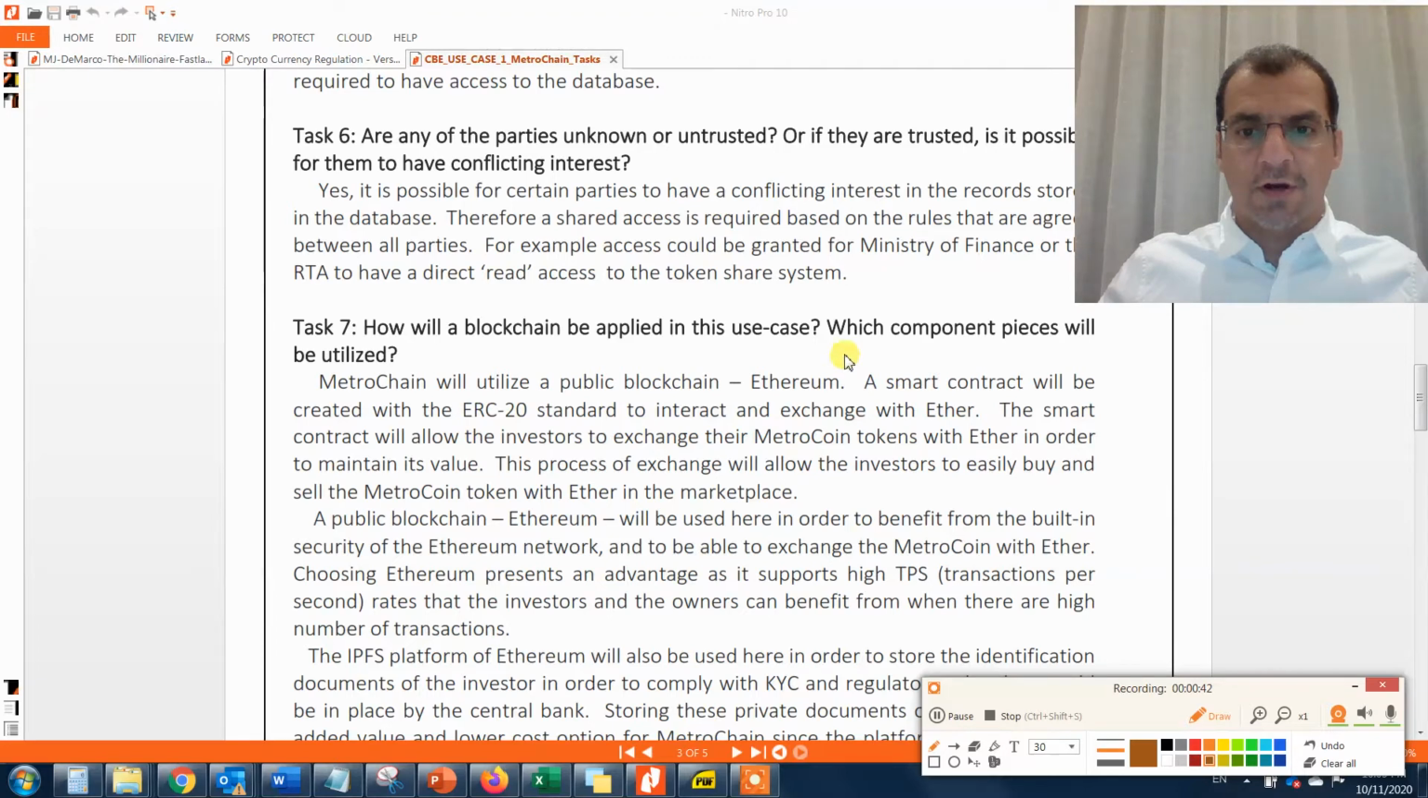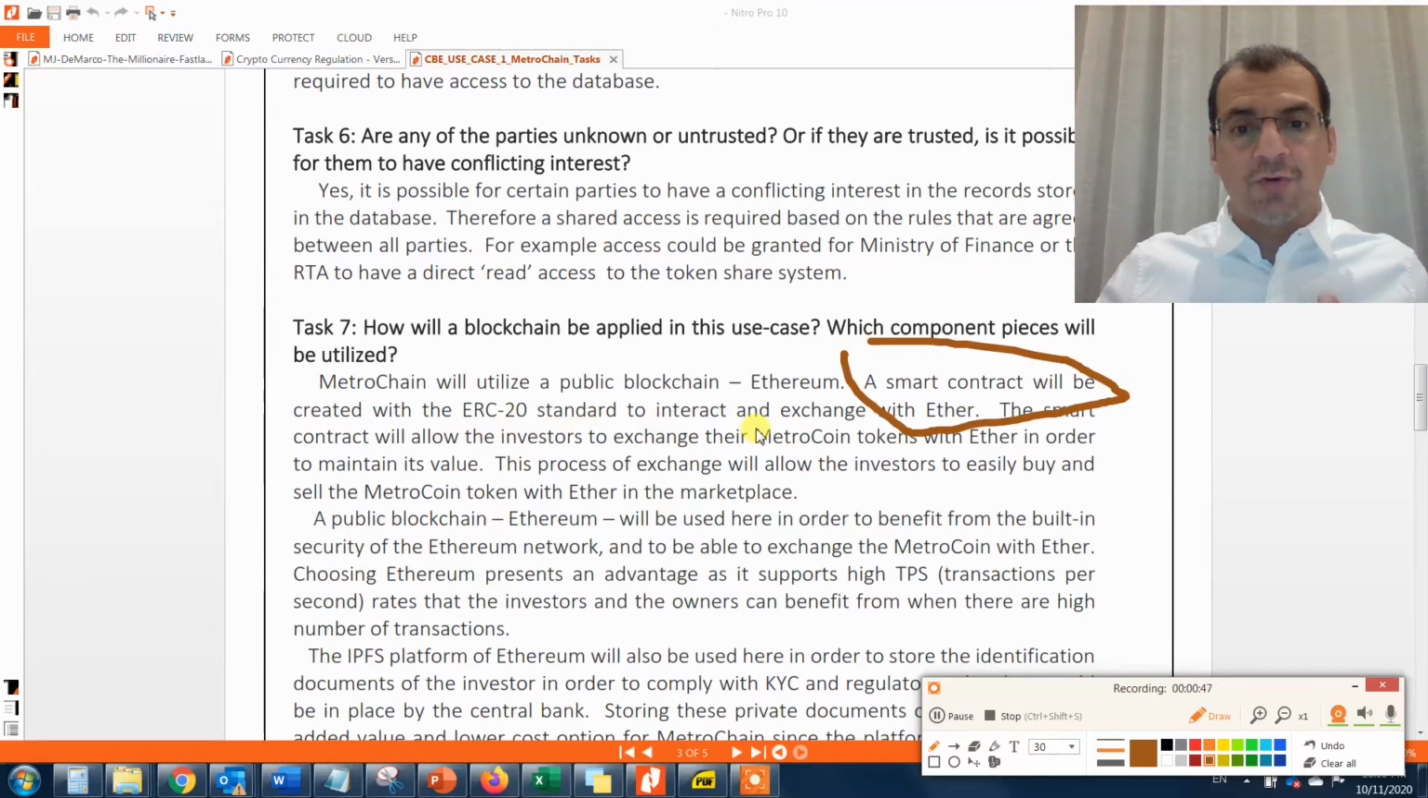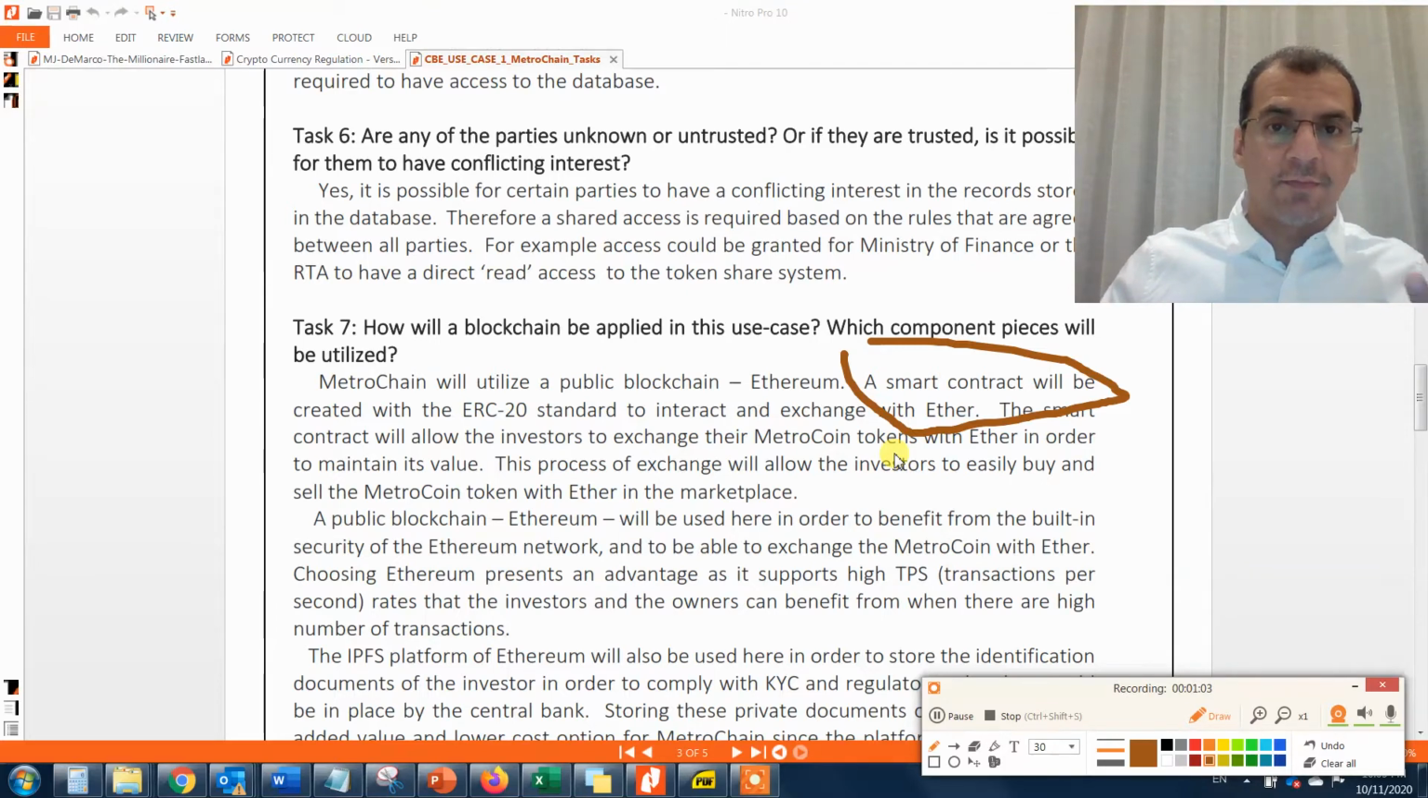Okay, a smart contract will be created with the ERC20 standard to interact and exchange with Ether. The smart contract will allow the investors to exchange their MetroCoin tokens, right? The MetroCoin is the actual token implementation of the project. So MetroCoin is like Bitcoin in the Bitcoin blockchain, right? Ether is the coin for Ethereum. MetroCoin is the coin for the MetroChain project. So investors will be able to exchange their MetroCoin tokens with Ether in order to maintain its value.